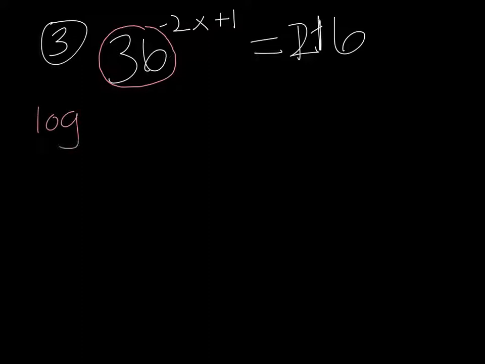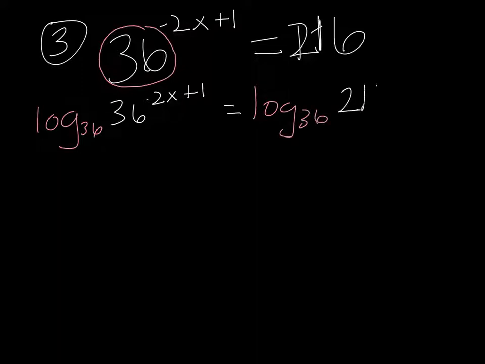So I'm going to go log base 36 on this side. So this side of the equation is that. Whatever you do to one side of your equation, you must do to the other side of your equation. So if you do log base 36 of the other side, now on my left hand side, my two bases cancel each other out, leaving me with my exponent. So I have negative 2x plus 1.